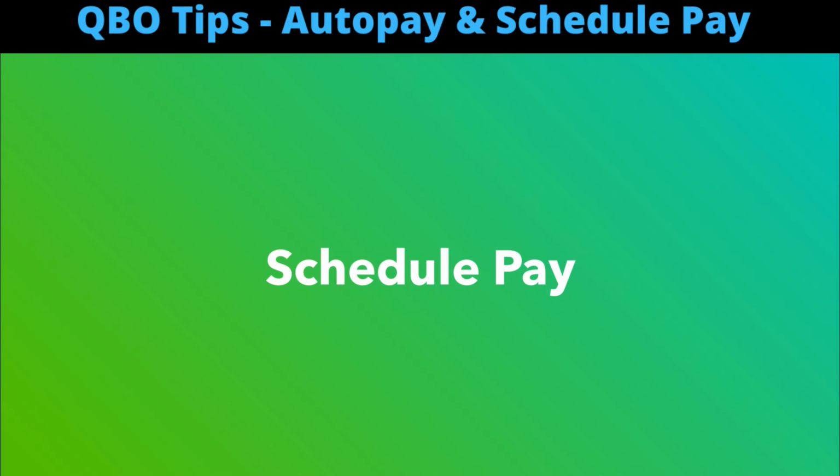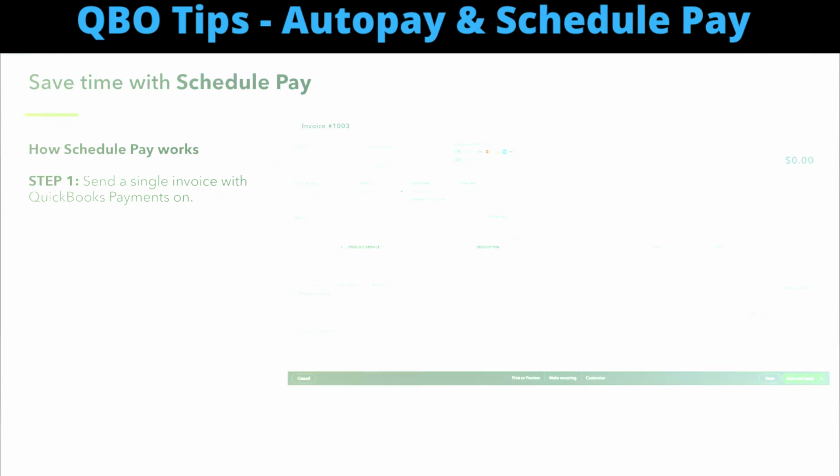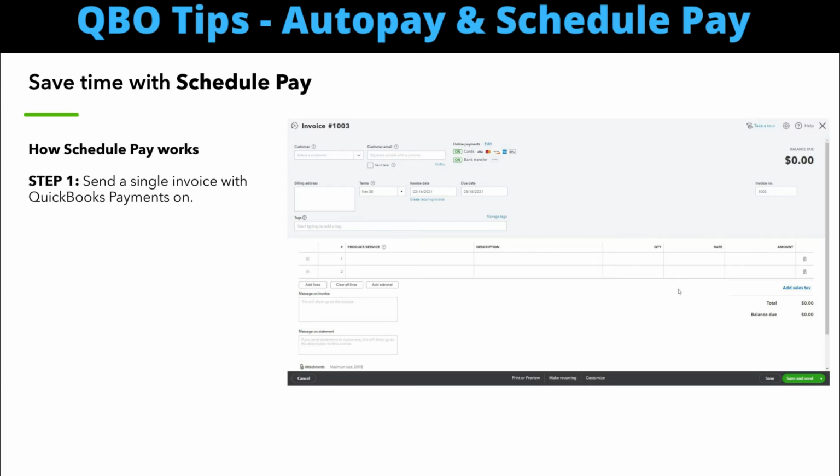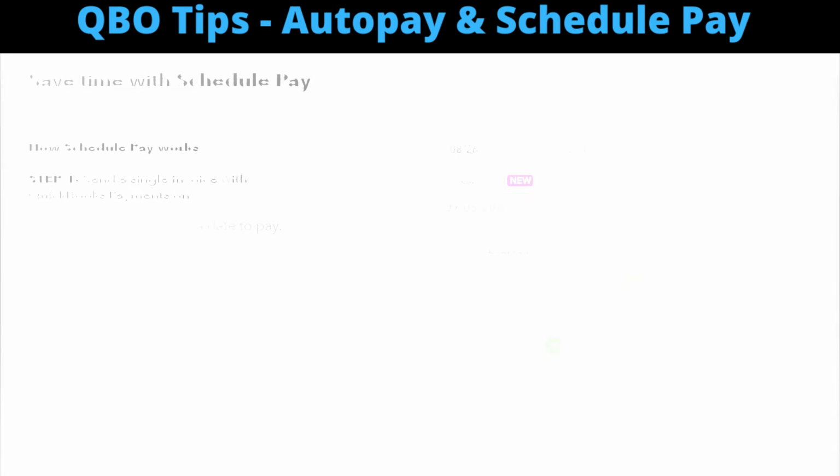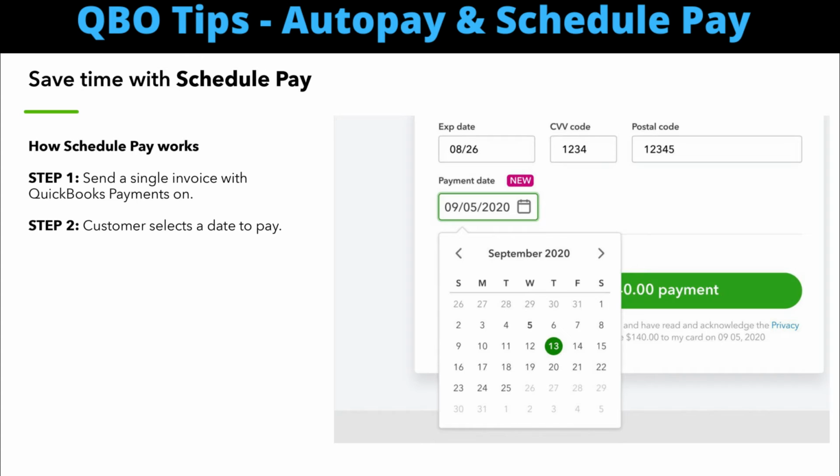Schedule Pay also needs QuickBooks Payments set up to use, and it works for single invoices. So make sure you're allowing ACH or credit card payments, or both methods, to continue to work as well. Then send your invoice off to your customer.